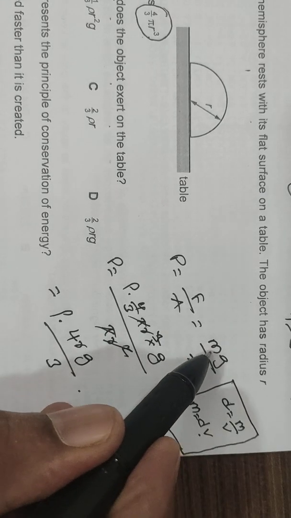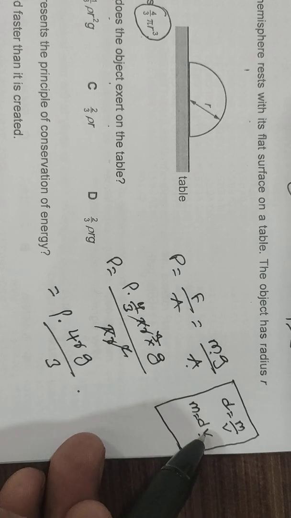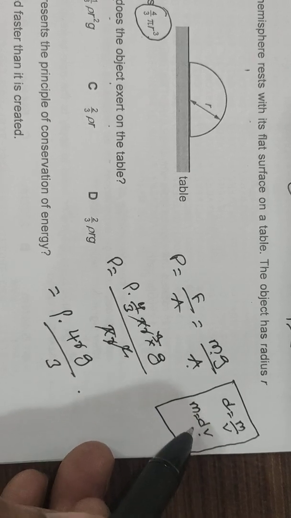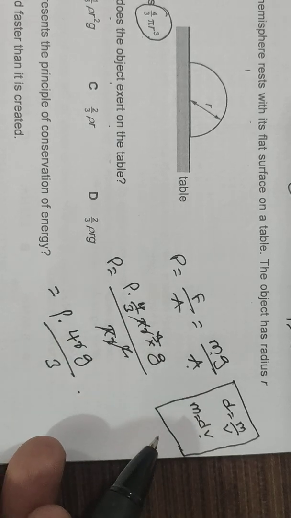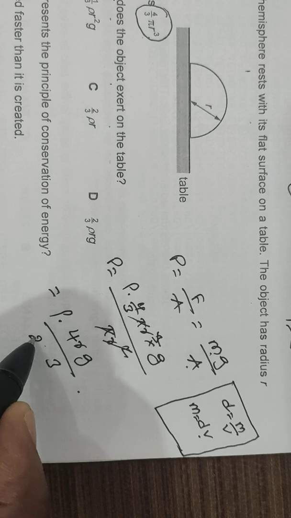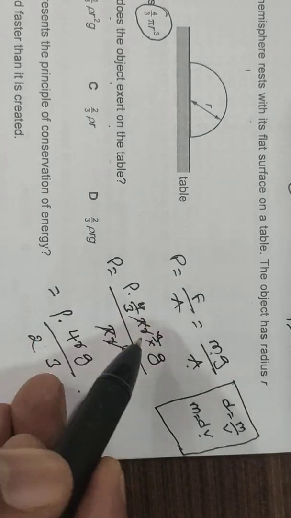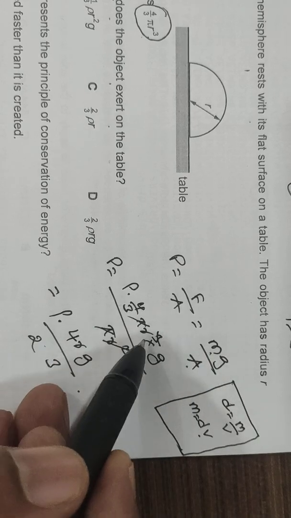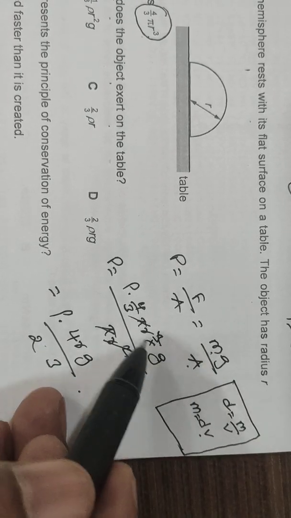Then the mass is the total. We took the mass of a total sphere, but here it is only a hemisphere, which means the total is divided by half, because it should not be 4 over 3 pi r cube. The weight should not be 4 over 3 pi r cube g. It should be 4 over 6 pi r cube g.